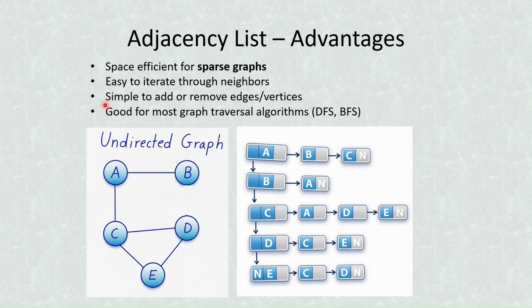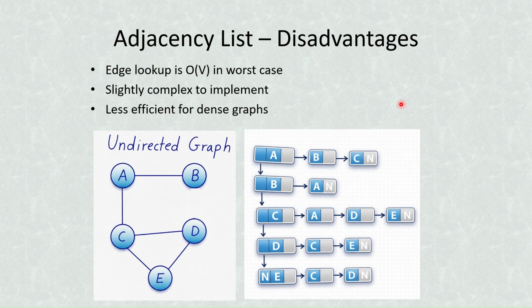Now the next advantage is that it is simple to add and remove edges as well as vertices. Consider I want to add one more vertex, so I will just create one more node here. Consider I want to add one more edge for D, then we can easily add one more node here as well. So it is easy to add and delete vertices as well as edges in the adjacency list. Now the next one is that it is good for traversing the graph with the help of DFS and BFS. These are the two techniques to traverse the graph. DFS means depth first search and BFS means breadth first search.